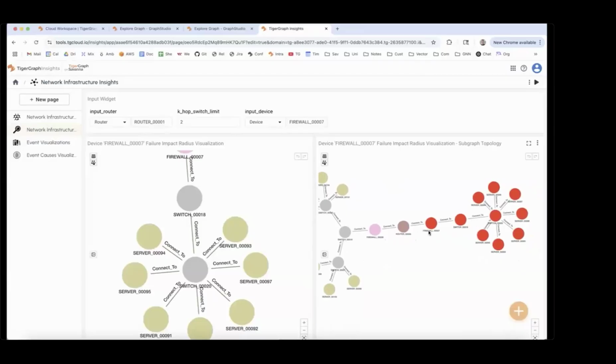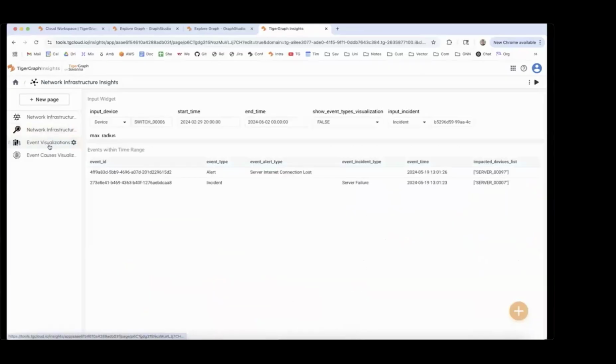So I have my firewall 7 and all of the connected devices in red. So again, if firewall 7 fails, all of these red devices will fail, and I can see that as part of my subgraph. Moving on to the event visualization.